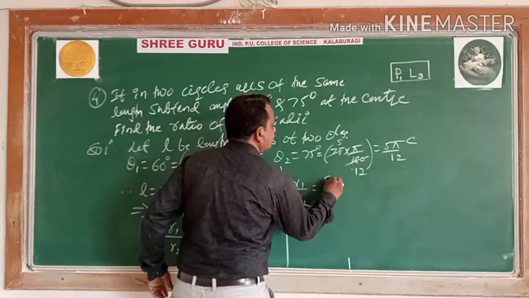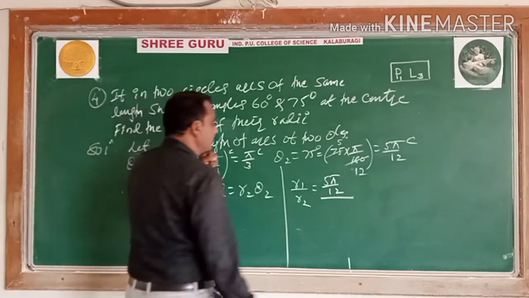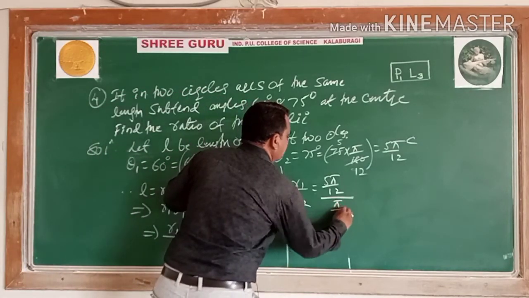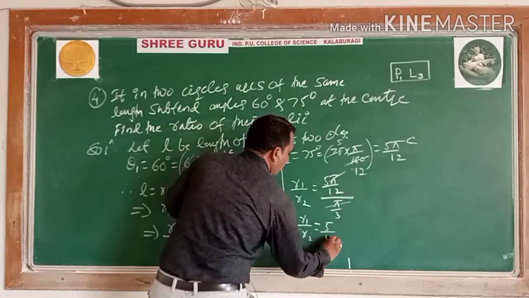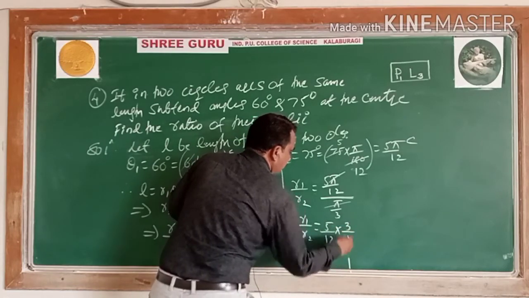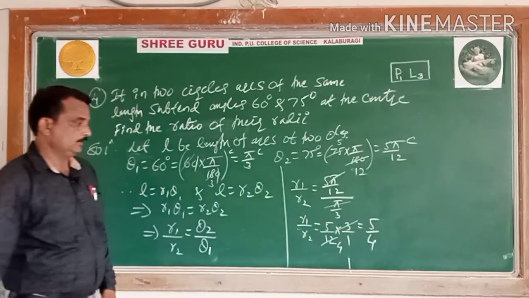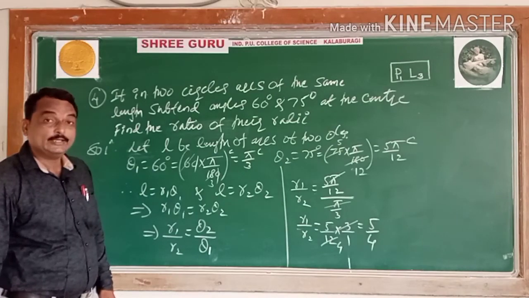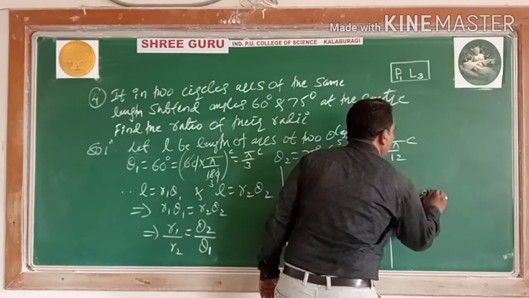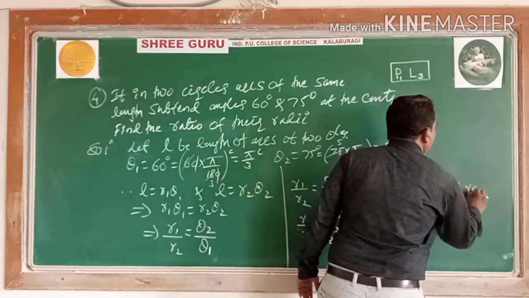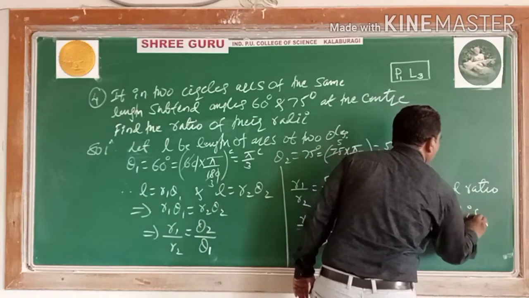Substitute theta 2 as 5 pi by 12 and theta 1 as pi by 3. Simple, pi and pi get cancelled here. R1 by R2 is 5 by 12, and the 3 goes to the numerator. 3 fours are 12, so 5 by 4. What is the ratio of the radii? 5 is to 4. Therefore, the required ratio of radii is 5 is to 4.